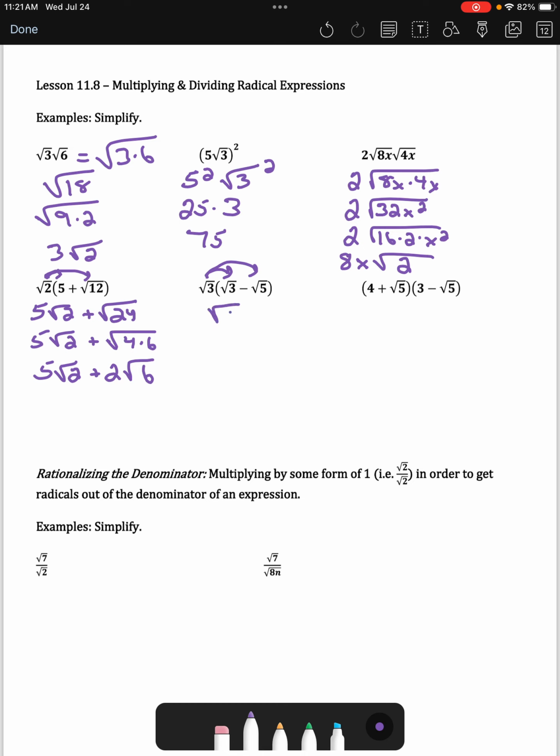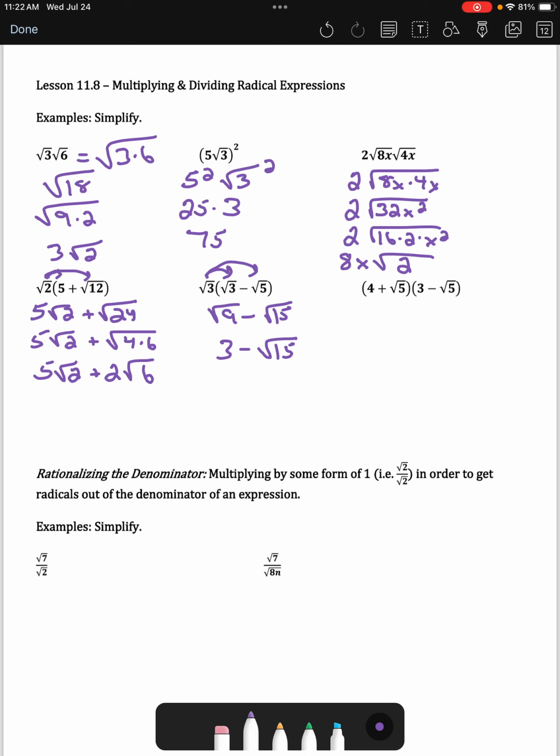Distribute. Root 3 times root 3 is root 9, minus root 3 times root 5 is root 15. 9 is perfect. The square root of 9 is 3. And the only multiplication fact that makes 15 is 3 times 5. Neither one of those is perfect, so it's stuck.